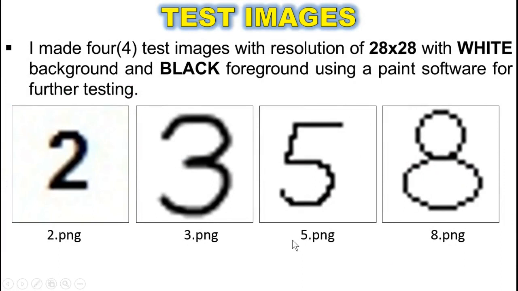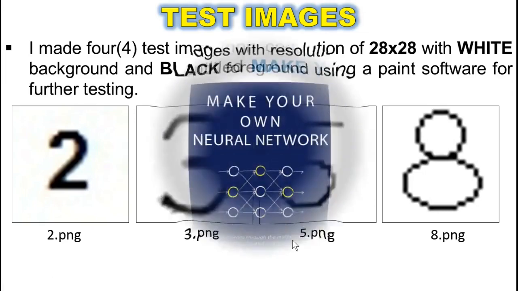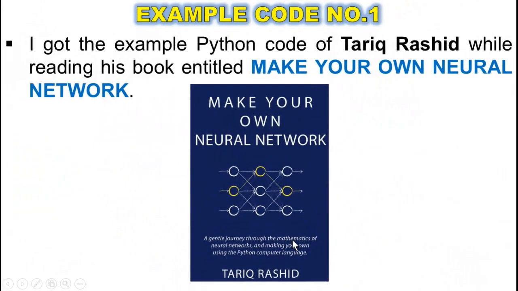I made 4 test images with a resolution of 28 by 28 with white background and black foreground using paint software for further testing. Example code number 1. I got the example Python code of Rashid while reading his book entitled Make Your Own Neural Network.